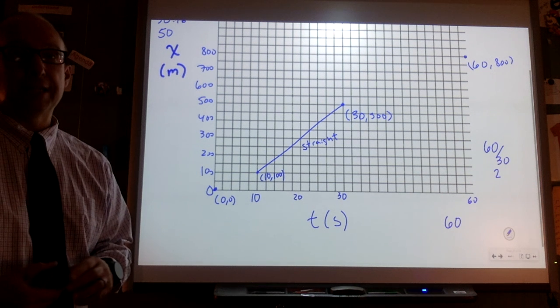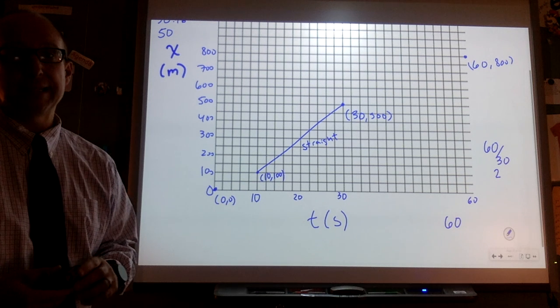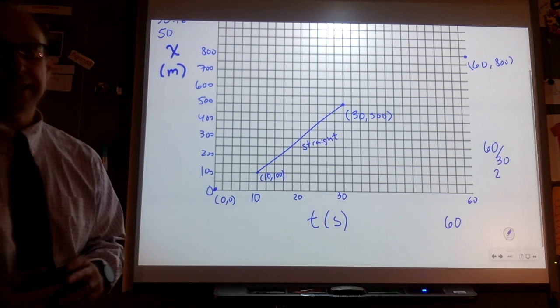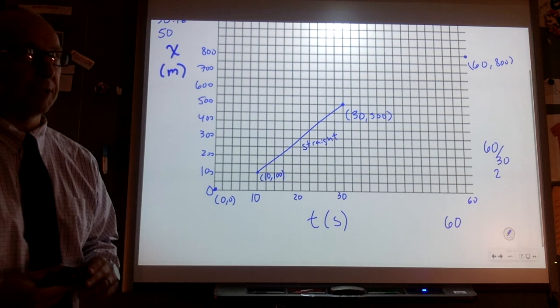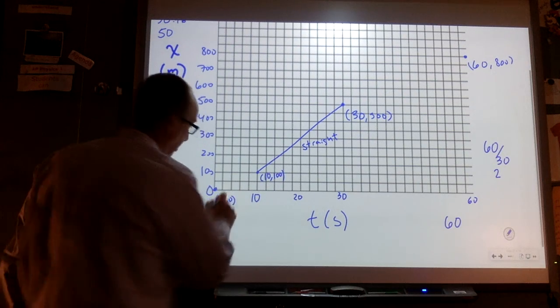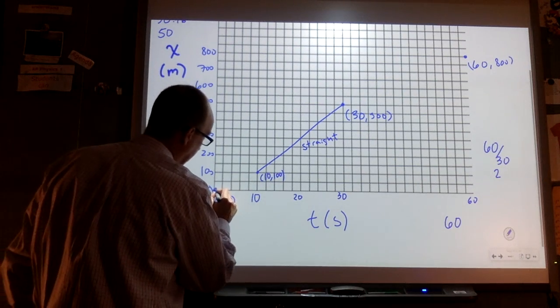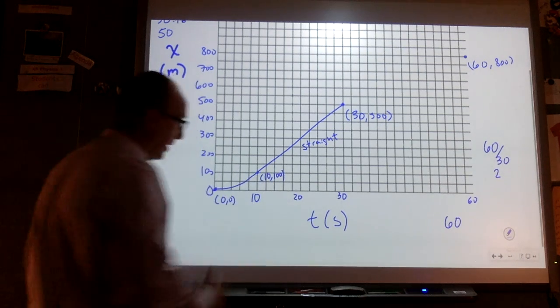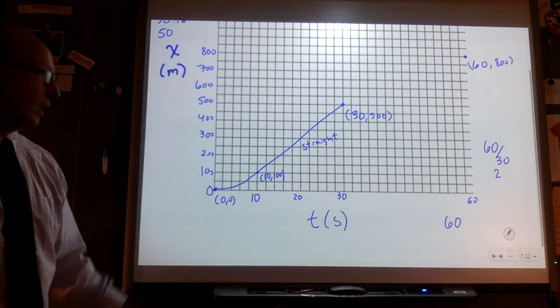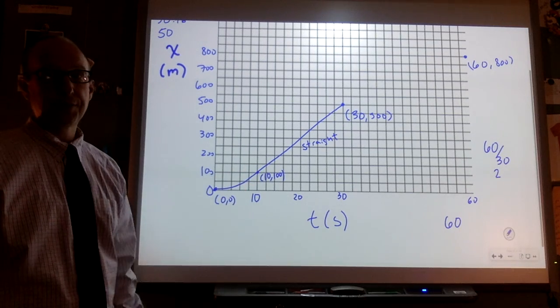I need to know whether it should get steeper, if the velocity is increasing, or less steep, if the velocity is decreasing. For the first 10 seconds, I go from 0 to 20 meters per second, so it should be getting steeper. So this one should be curved. It's going to start off with a slope that's 0 at 0, so it should almost be a horizontal line that curves up to there. It should seamlessly transition between those points.